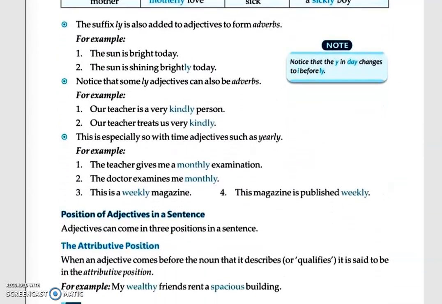Now the suffix ly is also added to adjectives to form adverbs. Now we are coming to adverbs. Look at this. The sun is bright today. The sun is shining brightly today. We are changing bright, which is an adjective, by adding ly and turning it into an adverb. Our teacher is a very kindly person. Our teacher treats us very kindly. This is so especially with adjectives such as yearly. Look at this. The teacher gives me a monthly examination, monthly and weekly, weekly. So these do not change here. They remain with the ly in them.